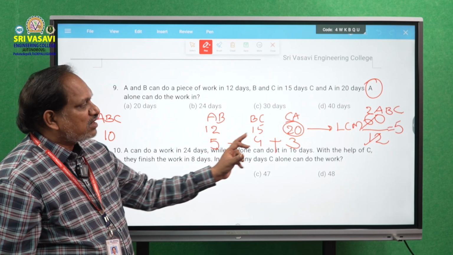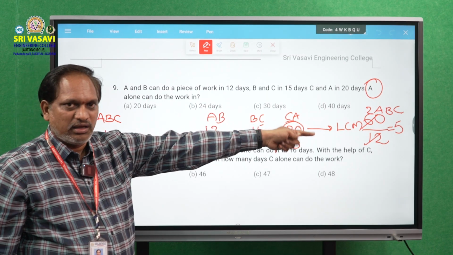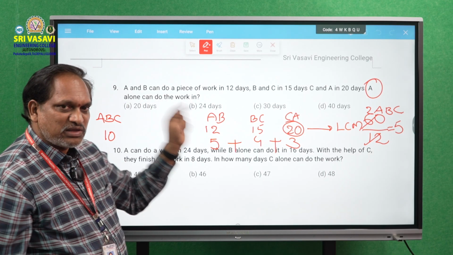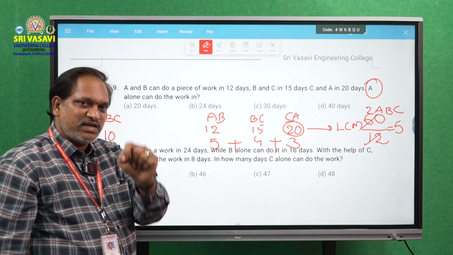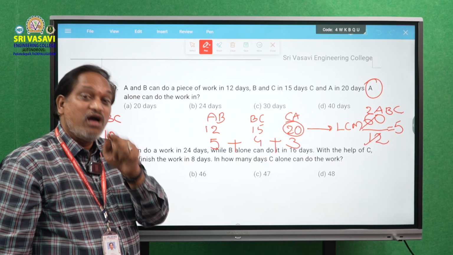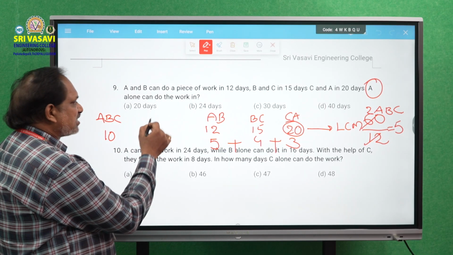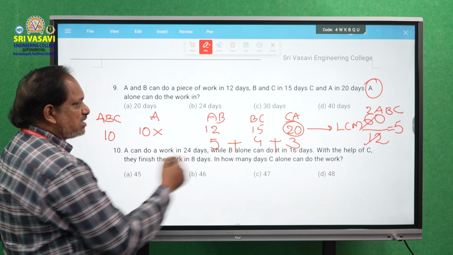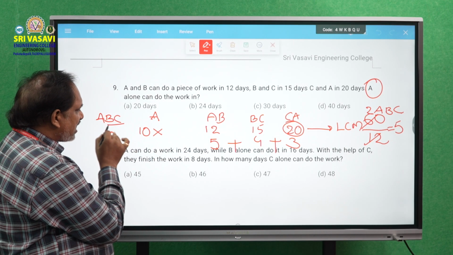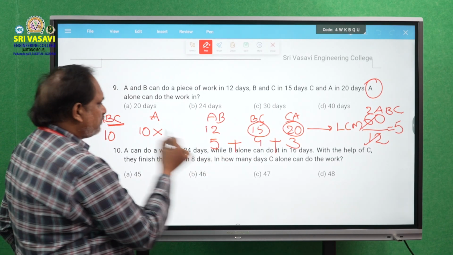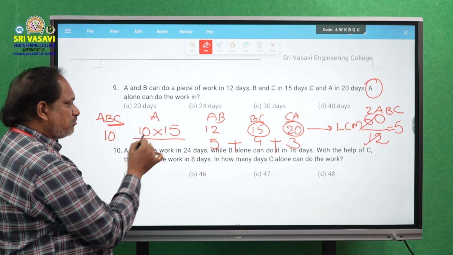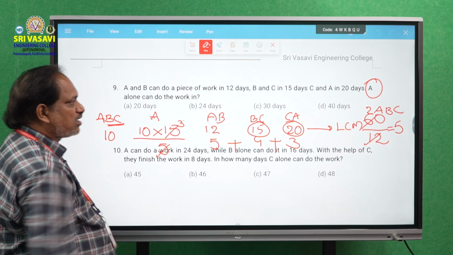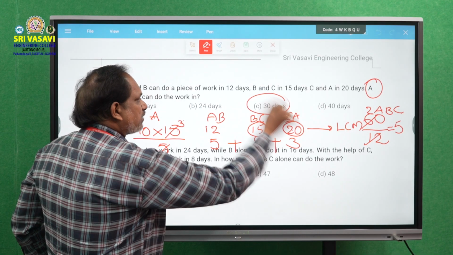So whenever together is required, first we use the method LCM. Now come back to the question. What is required? A alone can do the work. When we say alone, in the previous example we discussed the alone formula, product by difference. So here we apply that product by difference. A alone means ABC together, how many days? 10 days. And in this ABC you subtract BC. BC how many days? 15 days. The difference of these two is equal to 5. So 5 cancels here 3 times, 10 3s are 30. So this is the required answer.